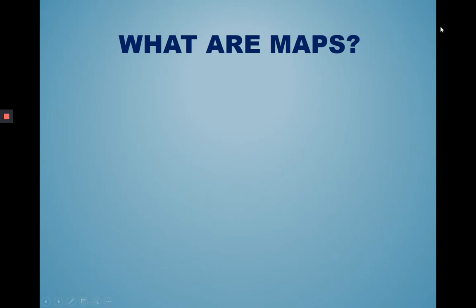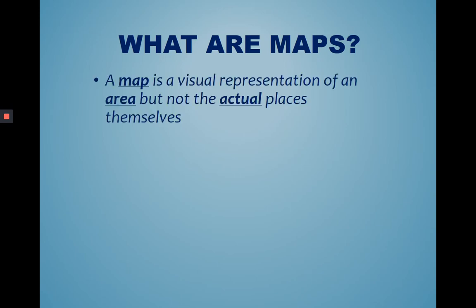So again, today we're looking at what are maps and what are their purposes. So a map is a visual representation of an area, but not the actual places themselves. When we look at a map, we don't suddenly travel to the place that we're looking at. These are just visual representations.